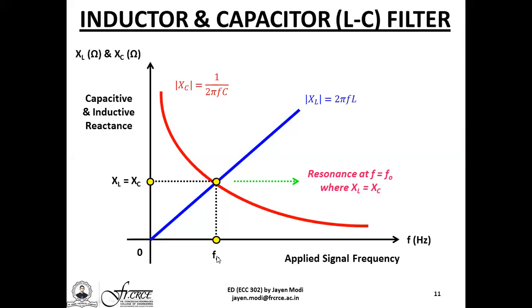So resonance takes place at f is equal to f naught, where we have XL exactly equal to XC, and the frequency f naught can be easily derived by just putting in the values of XL as 2 pi fL, XC is equal to 1 upon 2 pi fC, and we get the formula f naught is equal to 1 upon 2 pi square root of LC. This is the particular resonant frequency where both inductive and capacitive reactances are exactly the same. We'll see in the later parts why this particular phenomenon is very, very important.